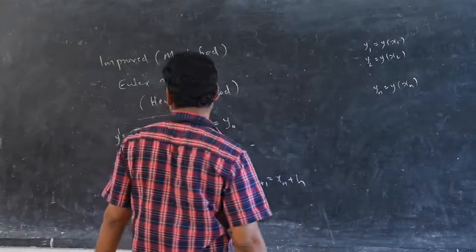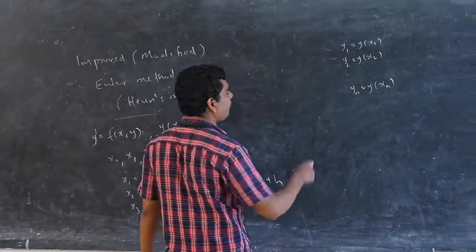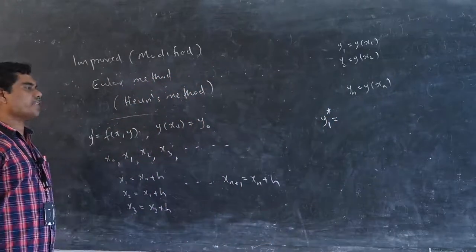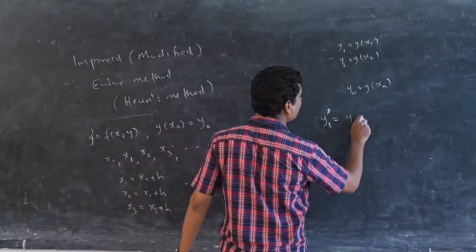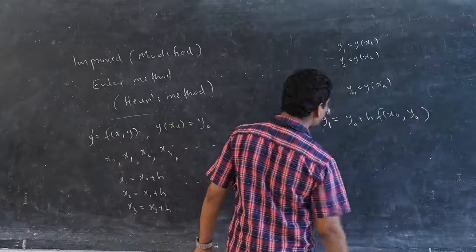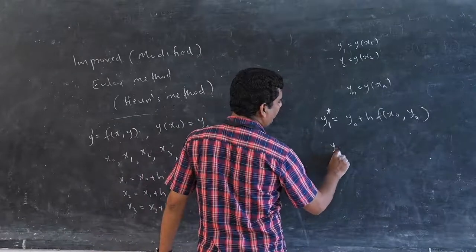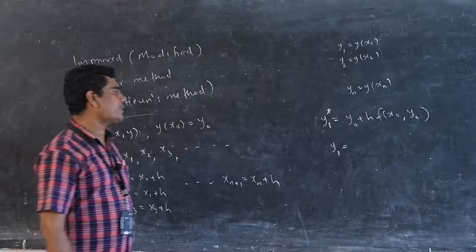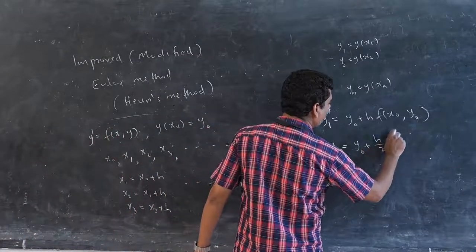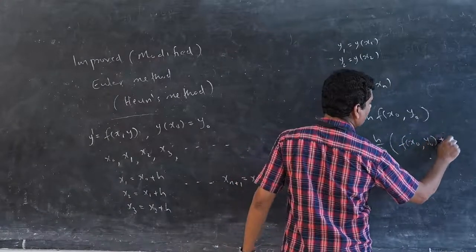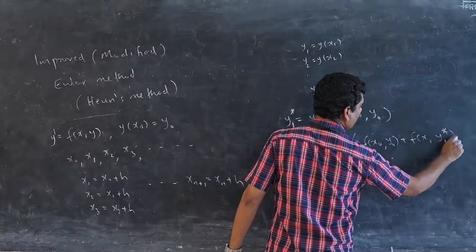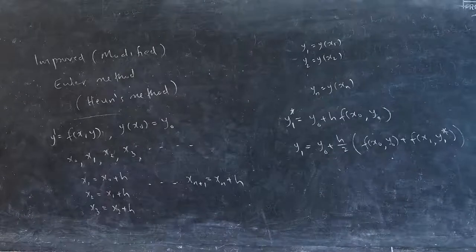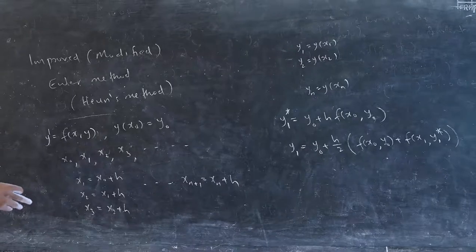Now, in the improved Euler method, first we find y1 star. y1 star is y0 plus h into f of x0 y0. Now y1 is y of x1, the approximate value of the solution using improved Euler method at the point x1. It is y0 plus h by 2 into f of x0 y0 plus f of x1 y1 star. This is the approximate value of the solution at x1, y of x1.